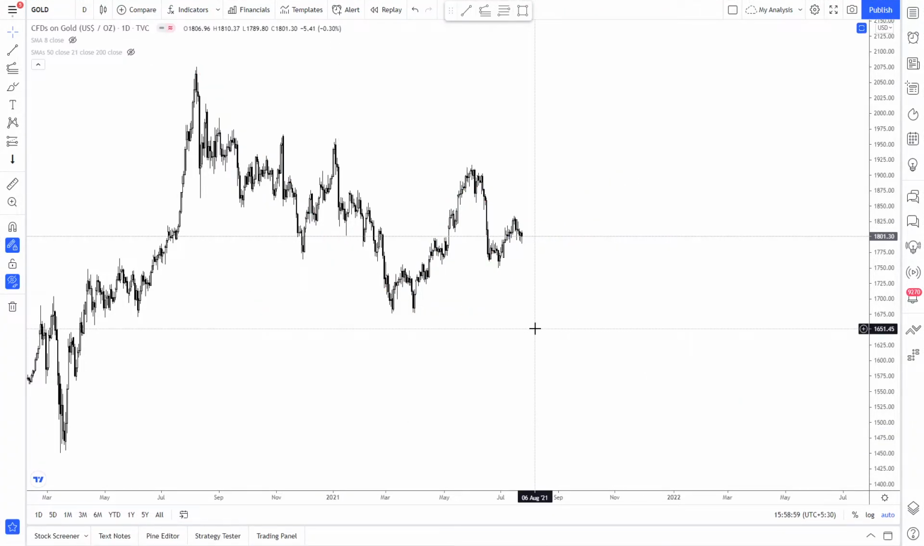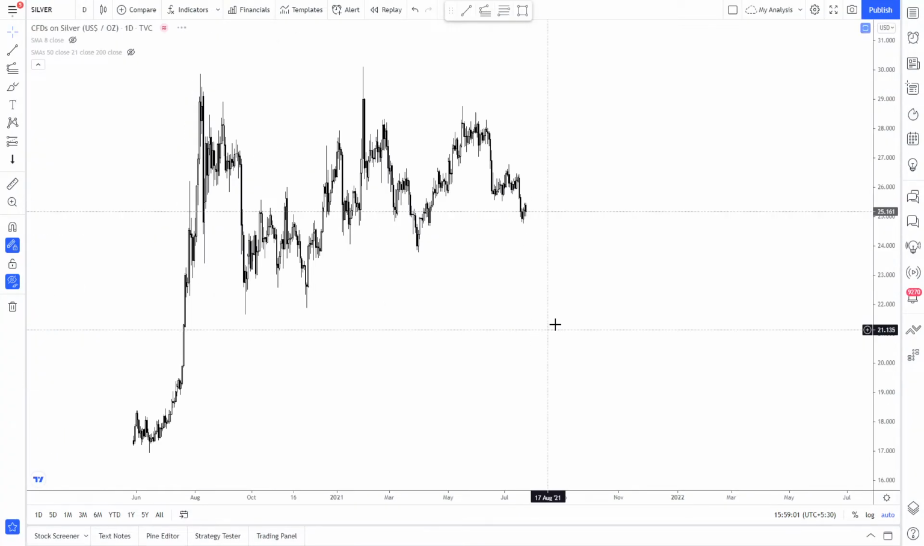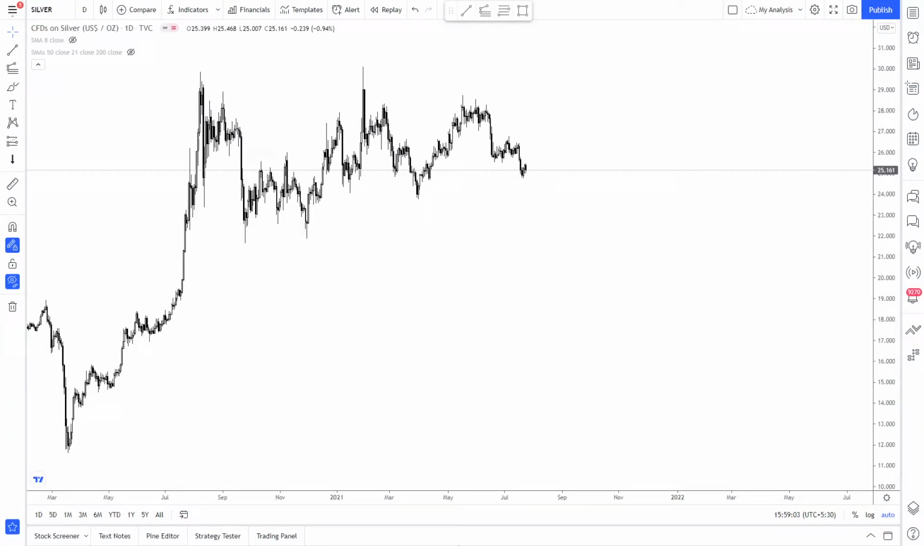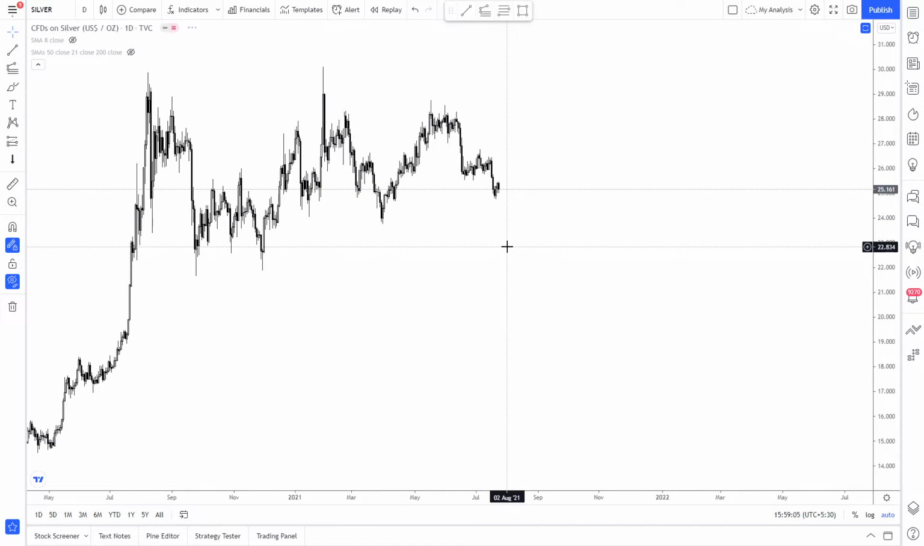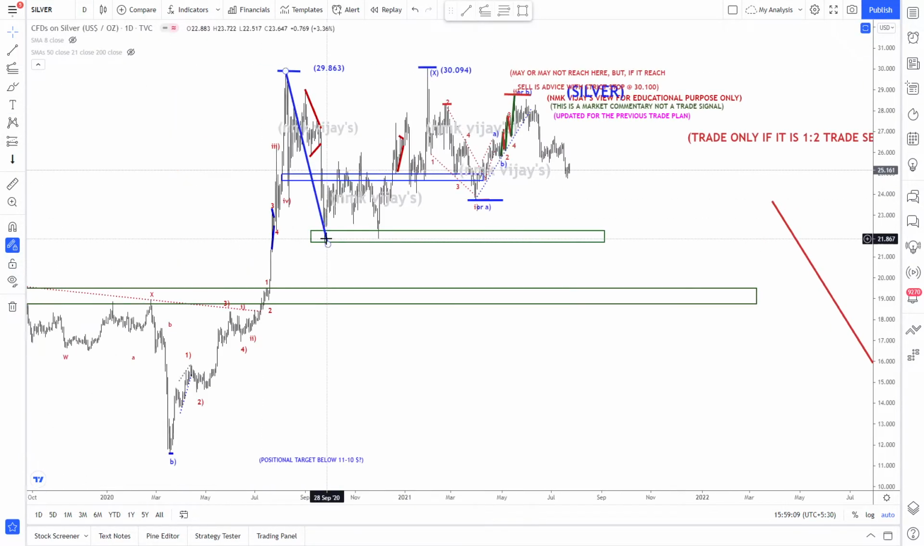So let's move on to silver. I think this is the final pair to finish this analysis. So let's move to silver.